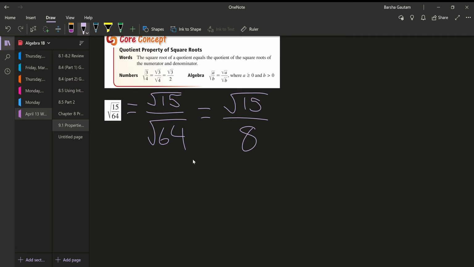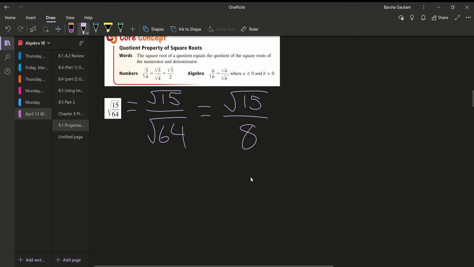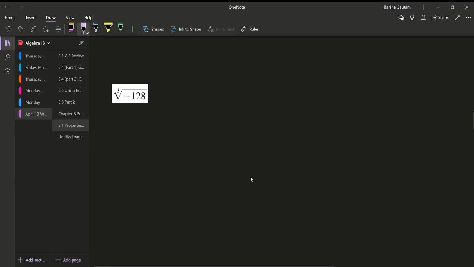Let's try a different problem now. So now we're going to try a problem that has a cube root instead of a square root this time. So now what we're going to do again is very similar to what we were doing earlier. We're going to break this down again, negative 128. We're going to try to simplify it. We won't be able to simplify the whole thing, but we can get some of it outside of this radicand.